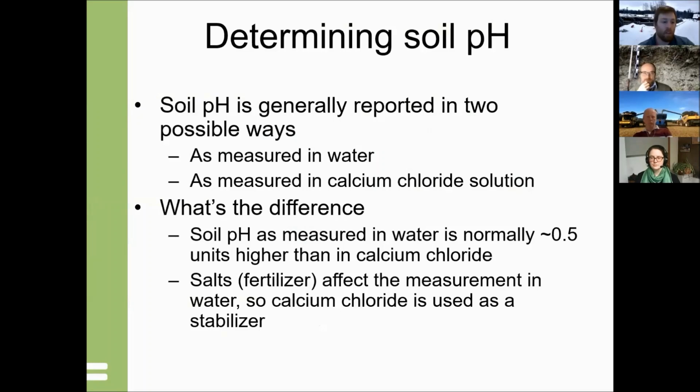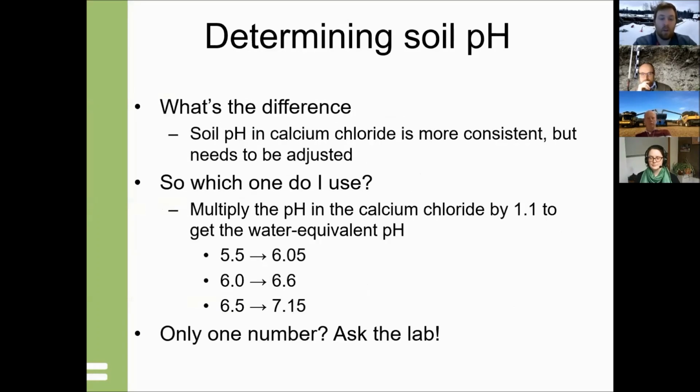But the second way that a lot of laboratories do now is in a calcium chloride solution. And the difference is when soil pH is measured in water, it's around a half point higher than in calcium chloride. But salts can affect the measurement in water, so the calcium chloride is used as a stabilizer. So in calcium chloride, it's more consistent, but you need to adjust that number because it's going to be artificially low. So which one do you use?